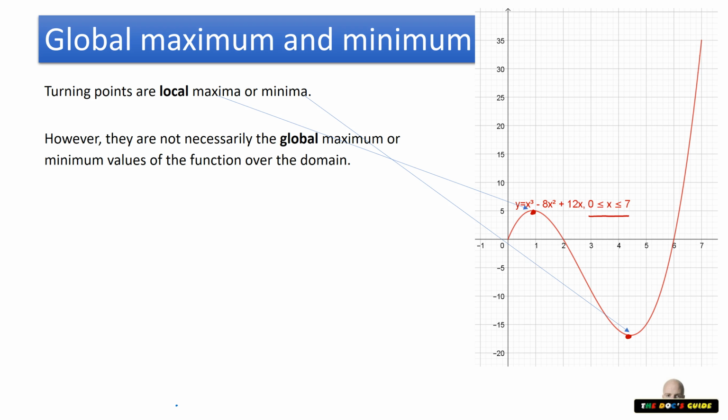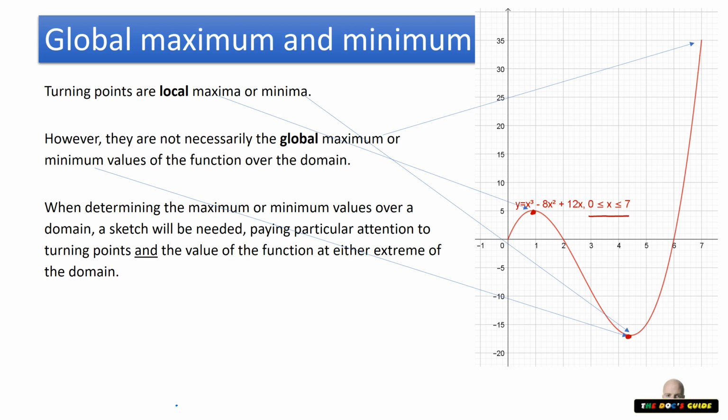In the case of the maximum value, it's definitely not, because we can see this is the maximum value of the curve over this domain. But in the case of the minimum, then it is the same. So we have a minimum point which is both the global and the local minimum, and we have a maximum point which is the local maximum, but it's not the global maximum.